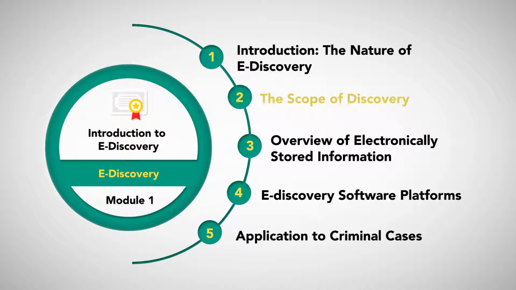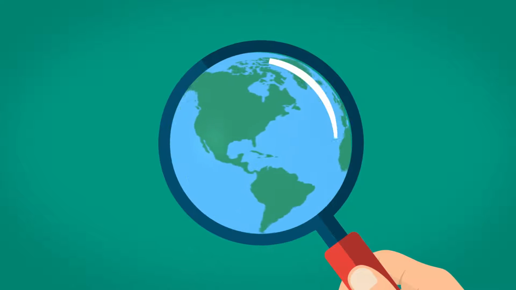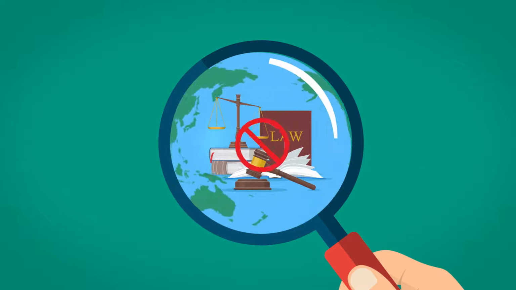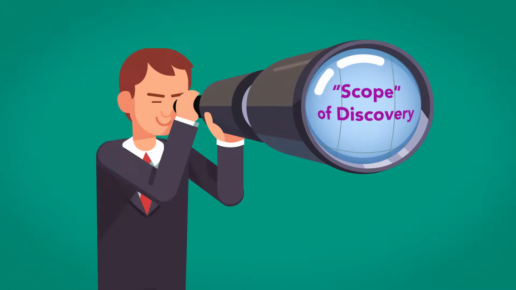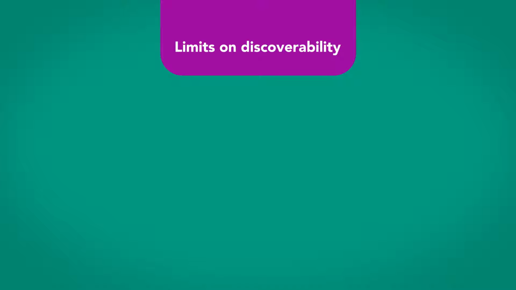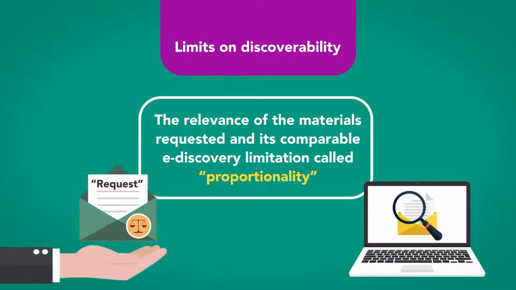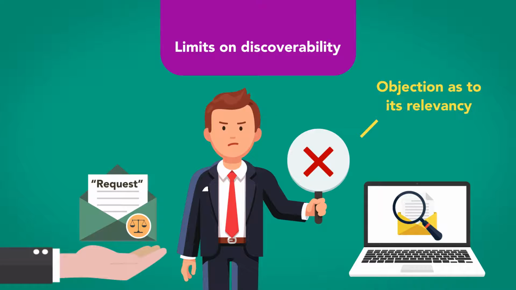The scope of discovery. While discoverability is very broad, discovery in any given case may be limited by several factors. The discovery that the other party is entitled to after these limitations are imposed is called the scope of discovery. The first limit on discoverability is the relevance of the materials that are requested and its comparable EDiscovery limitation called proportionality.